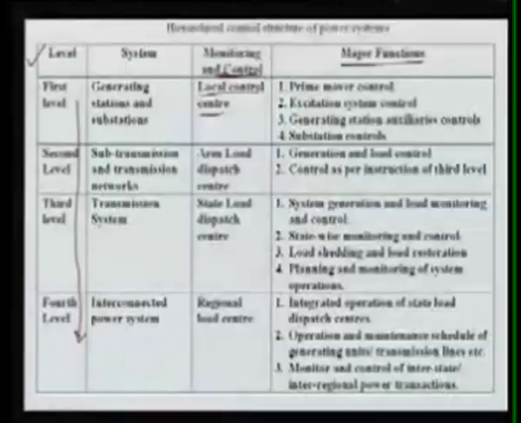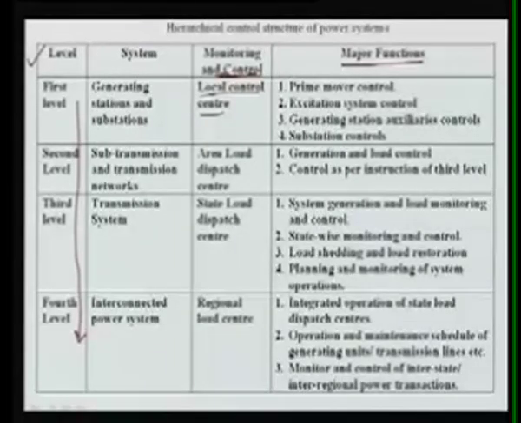So the major functions of the first level control: it is a prime mover control of the generating unit. Here for the generating unit we are also talking about the excitation control of the generating unit. We will discuss the prime mover control as well as the excitation control later on in other modules of this course. We have the generating station auxiliary controls.